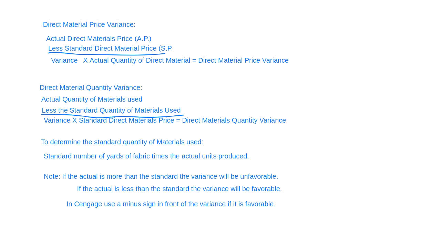Now, sometimes the standard quantity will not be given. If it's not given, you're going to have to find it by determining the standard amount of the materials that are used. In this case, we're using fabric to make our products. So the standard number of yards of fabric times the actual units produced will give you the standard quantity of materials used. Now, class, I like to abbreviate these, so in the future, I might abbreviate the actual quantity as AQ, so I won't have to write all this out again. And I might abbreviate the standard quantity as SQ.